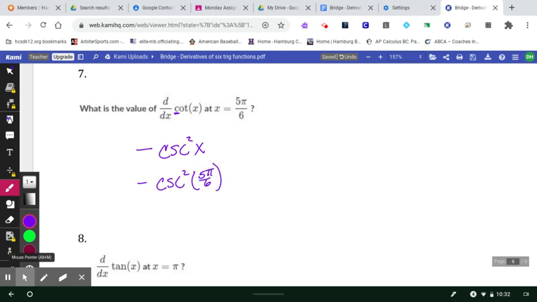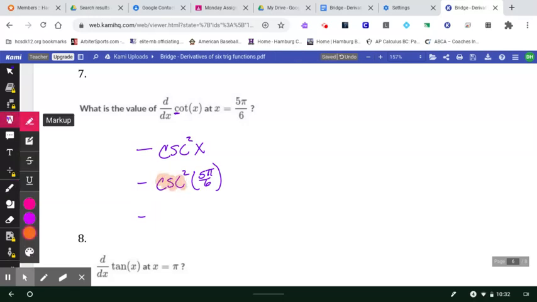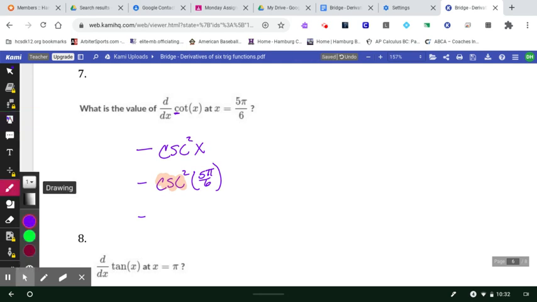Now watch how I rewrite this one. I want to square the answer, so I'm going to really say it's negative. Now this squared is only on the cosecant. It is not on the negative. So I'm going to leave the negative out front, and I'm going to use a nice big bracket to say I want the cosecant of 5 pi over 6, and I want all of that squared. So I'm just moving the squared from here to out here to say take that answer and then square it.